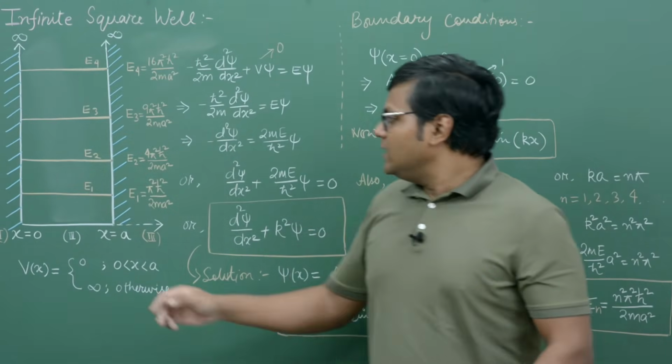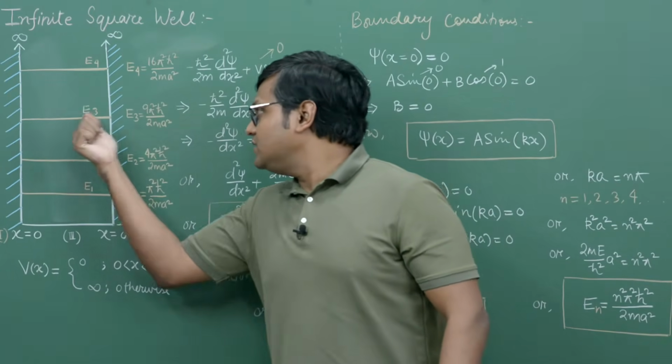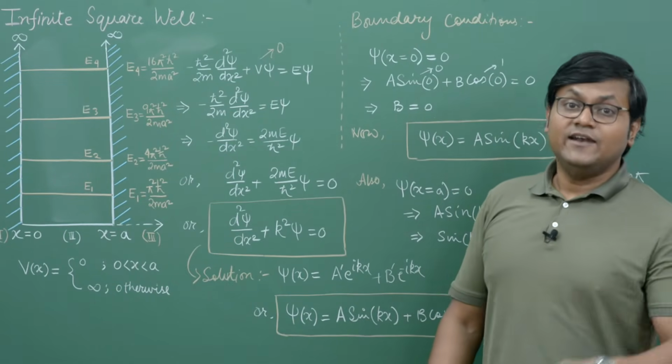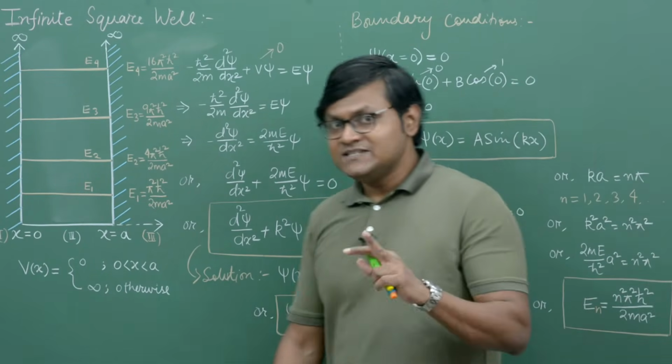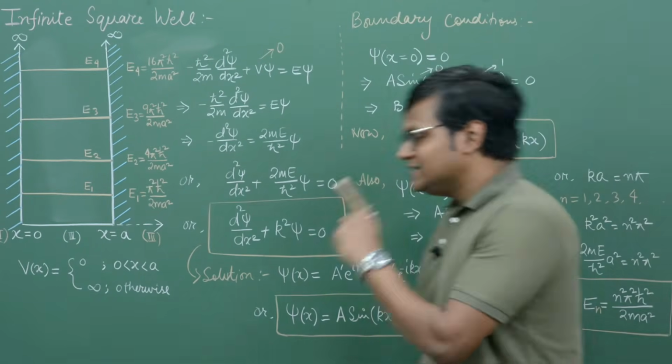The particle can only have energy either E1, this value, or E2, this value, or E3, this value, or E4, this value, like that. So these are discrete energy levels that the particle can possess, which is a very important feature of a quantum mechanical system.